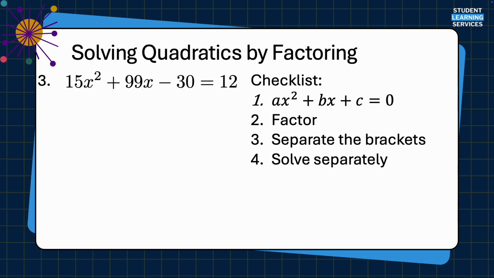Let's look at an example with some bigger numbers. 15x squared plus 99x minus 30 is equal to 12. Pause the video and give it a try first. Now the first step is moving 12 to the other side by subtracting 12. So we are going to get 15x squared plus 99x minus 42 equals 0. Now, if you tried using cross method here, it should be difficult because the numbers are big.